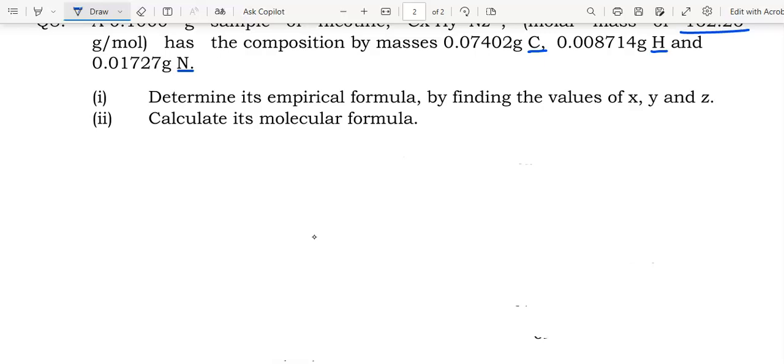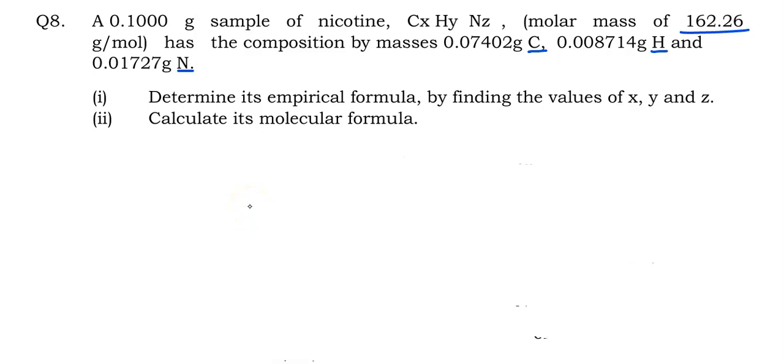Okay, so now the first question is to find the empirical formula. All right, so how are we going to find the empirical formula? We have been given a hint to find the empirical formula by first finding the values of X, Y, and Z. So we are just following the same procedure we followed in question 7. You can pause the video, try to answer this, then compare the answers. So to find the empirical formula, we do the same thing.